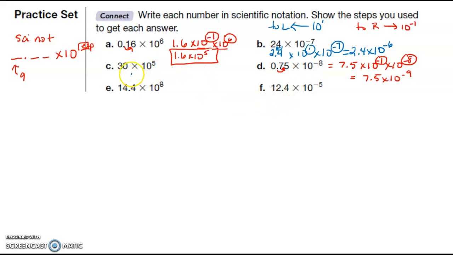Okay, same thing happens with C. So I'm going to move the decimal this direction, or to the left. 3.0 times 10 to the 1 times 10 to the 5th, and I'm going to add these. 3.0 times 10 to the 6th.